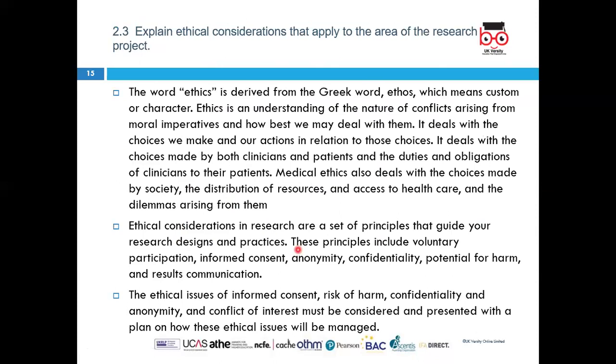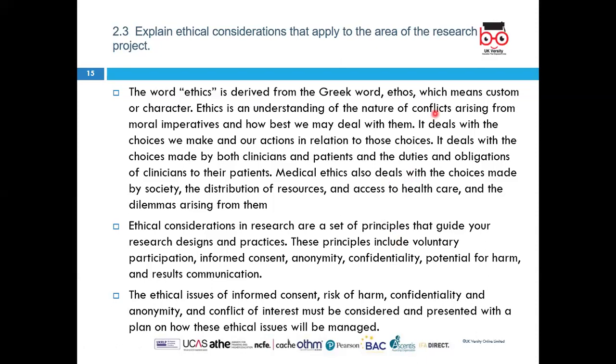So here we are explaining the ethical considerations that apply to the area of research of your research project. The word ethics is derived from the Greek word ethos, which means custom or character. So ethics is an understanding of the nature of conflicts that would arise from moral imperatives and how best we may deal with them. It deals with choices we make and our actions in relation to these choices. And it deals with the choices made by both clinicians and patients and the duties and obligations of clinicians to their patients. Medical ethics also deals with the choices made by the society, the distribution of resources, and access to healthcare and dilemmas arising from them.